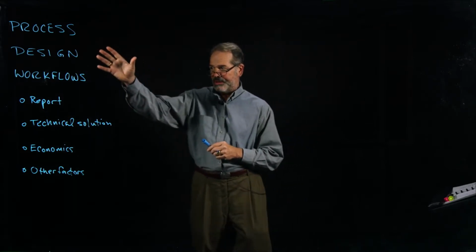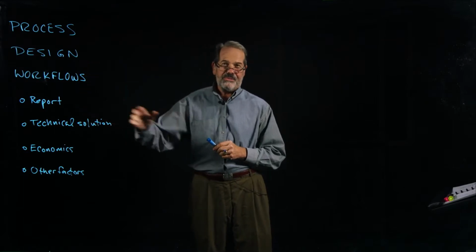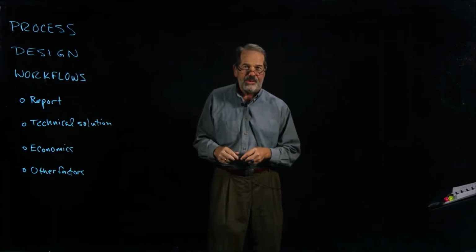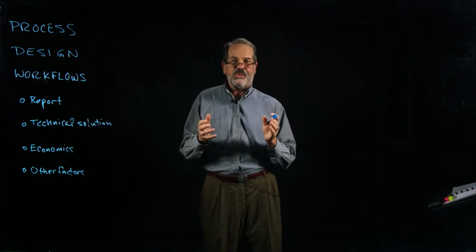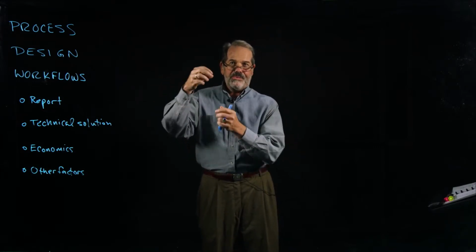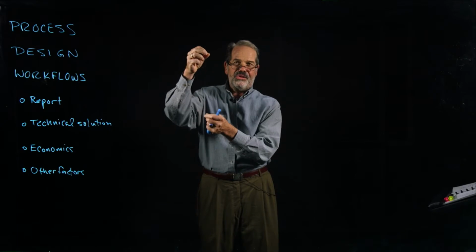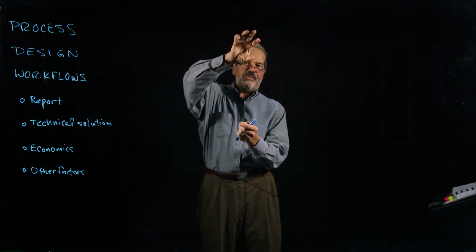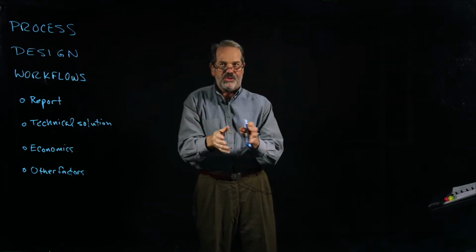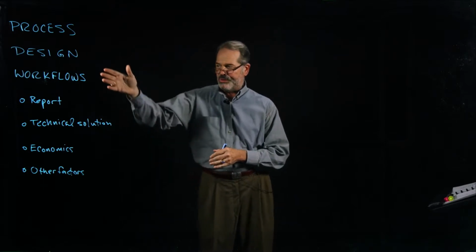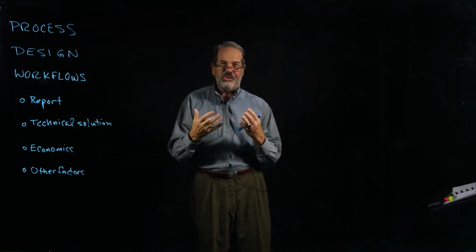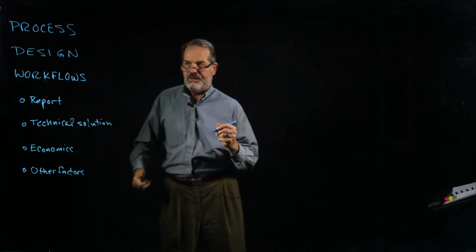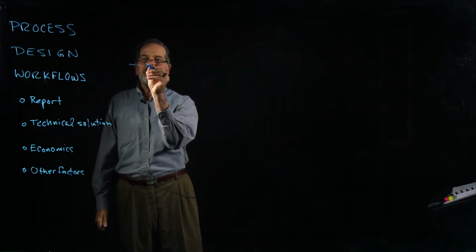So we're going to talk about these four elements for the first problem, which is a toll processing problem associated with taking a stream, making two different products. One is sent back to a process, the other one is sent to wastewater. And we're going to go through each one of these four elements and talk about what you might put in the report.